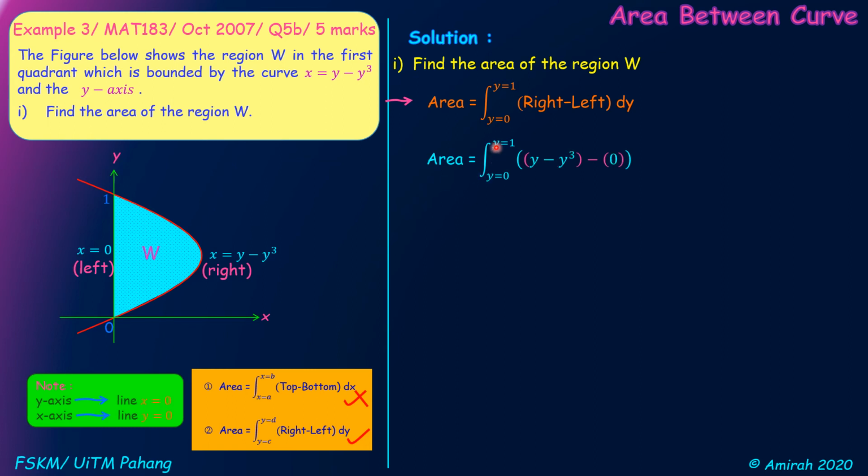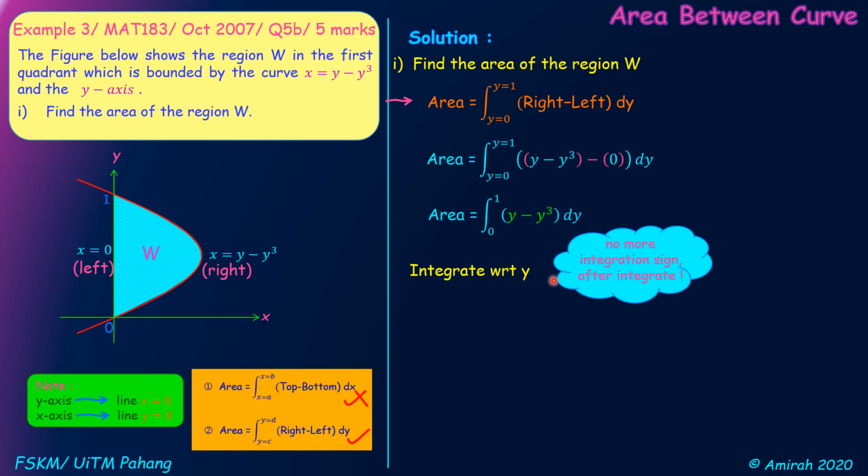Then area equals integration from y equals 0 to y equals 1. We replace the right function with y minus y cubed, and then minus, we replace the left function by 0. Note that the subject must be x here. Then we simplify, so we get the integral from 0 to 1 of y minus y cubed. After that, we can integrate with respect to y.